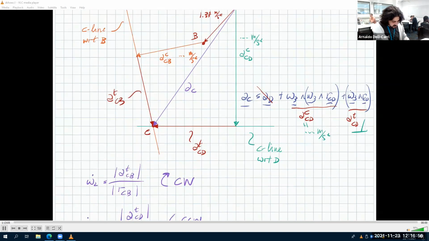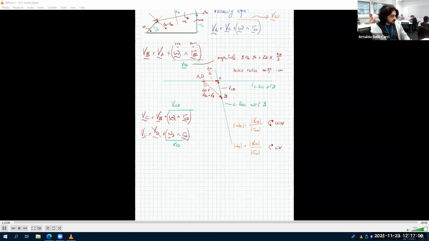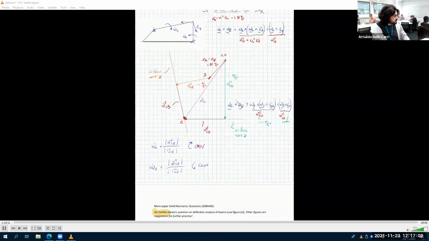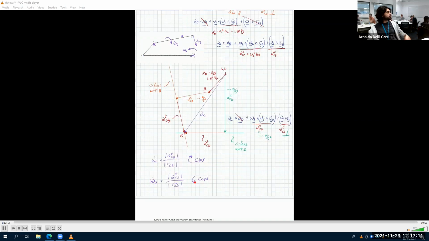And so that means that omega 2 is counterclockwise and omega 2 dot is clockwise. So omega 2 is decreasing in time. And omega 3, which is clockwise and has an acceleration that's counterclockwise, is also decreasing in time. Okay, so during this movement, omega 2 and omega 3 are decreasing in time. So they are decelerating, they are slowing down.